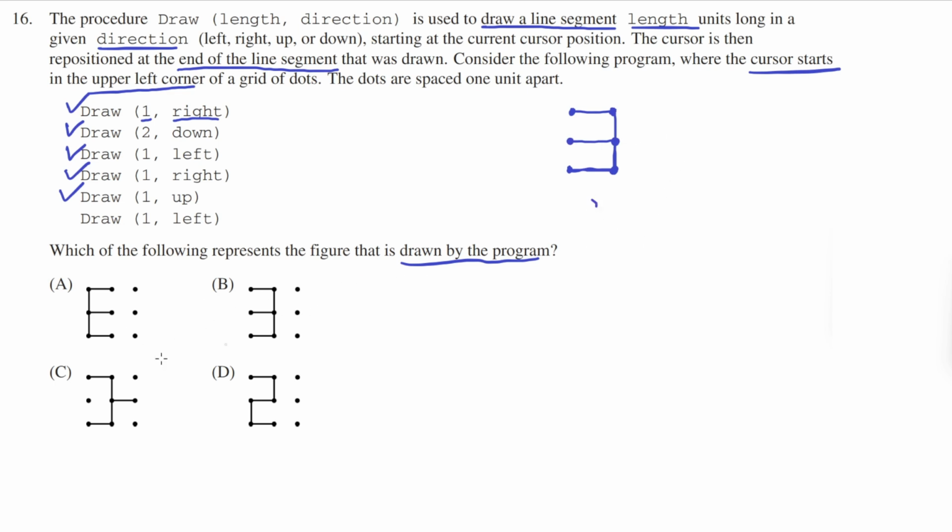So now if we look at the answer choices, A is wrong because this is a normal facing E. It's facing to the right. B, that looks exactly like what we drew. C has this line going to the right. It should have gone to the left. And then D does not look like what we drew at all. So B is the correct answer.